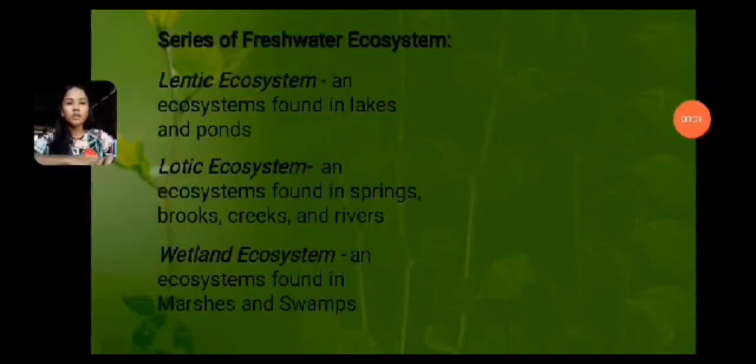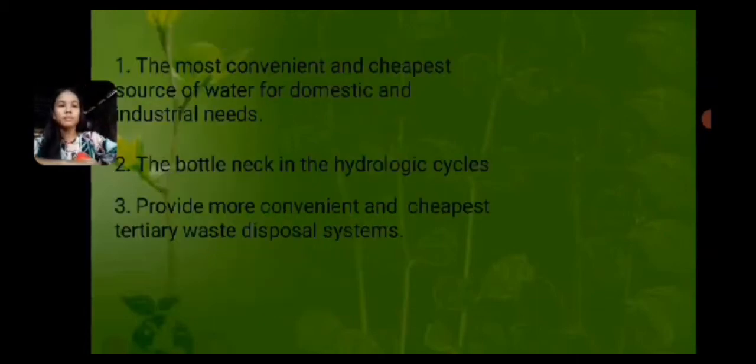These are the series of freshwater ecosystems. First is the lentic ecosystem, an ecosystem found in lakes and ponds. The lotic ecosystem is an ecosystem found in springs, brooks, creeks, and rivers. Last is the wetland ecosystem, an ecosystem found in marshes and swamps.